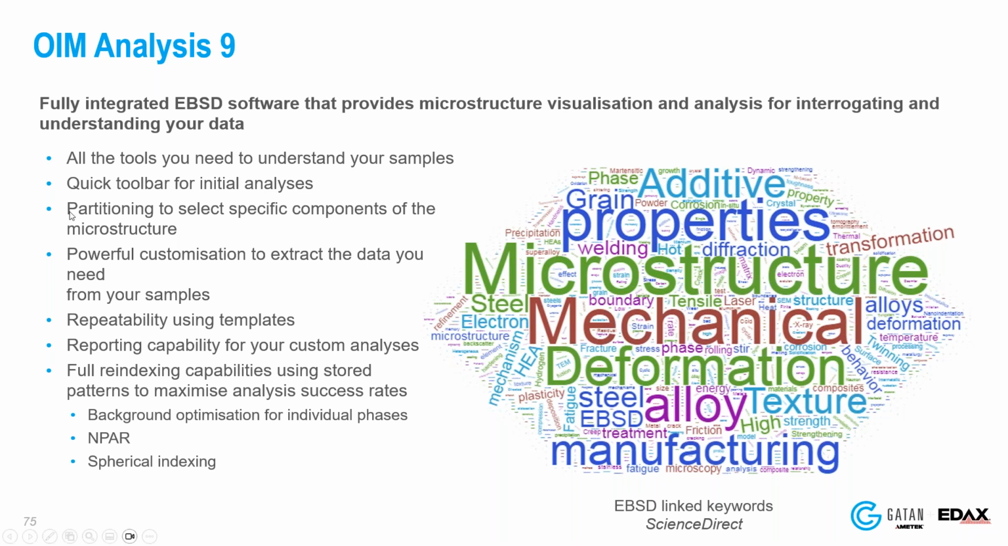The partitioning is there to select specific components of the microstructure, and then you can customize that to extract just the bits of your maps that you need from your samples. You can use templates for repeatability, and then you have a reporting capability as well for any of your custom analysis. And when you have stored all the patterns, you can really maximize analysis success rates using this customization of the background, NPAR, and spherical indexing. So it's very, very powerful.